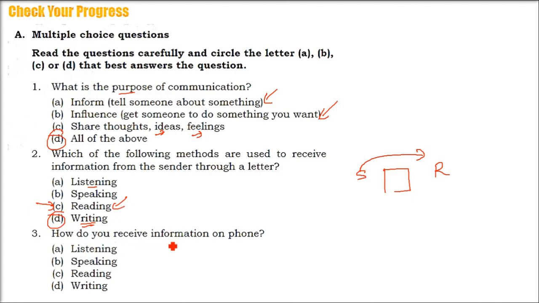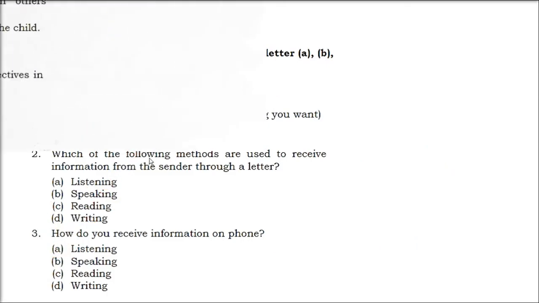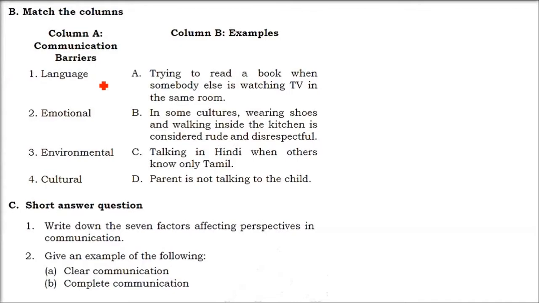How do you receive information on phone? When you listen on phone, you can only talk when you're calling. Otherwise, you can video call also. So the other party will receive the information. The first party will speak. The other party will listen. So when you are receiving information on phone, basically you are listening. The other person is speaking.